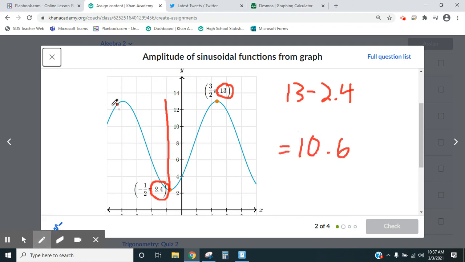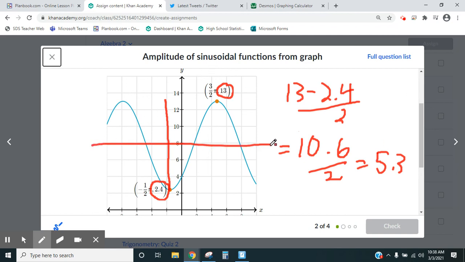Now, if the whole distance is 10.6, then what's the distance to the middle? Good. So what we're really doing is we're cutting that thing in half, right? 5.3. Amplitude is distance to the middle. If you try to memorize all these little tiny formulas that Khan will spit up when you hit hint or help, you'll be lost, okay? You need to understand the concepts.